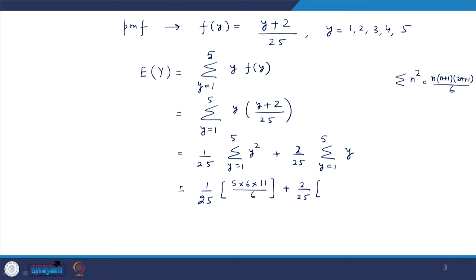By the formula we know that it is nothing but n into (n plus 1) by 2. So, it is 5 into (5 plus 1, that is 6) upon 2. Now, when you simplify this, the 6 cancels out and the 5 cancels out. So, it is 11 by 5 plus, the 5 cancels out and the 2 cancels out, so it is 6 upon 5. So, this comes out to be 17 upon 5. So, this is how we can compute the expectation of this random variable y for this problem.